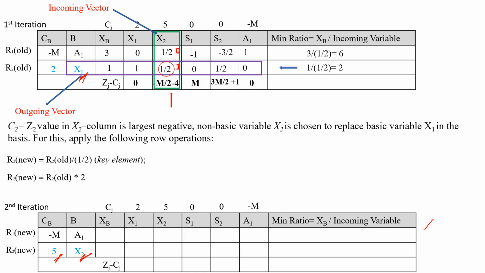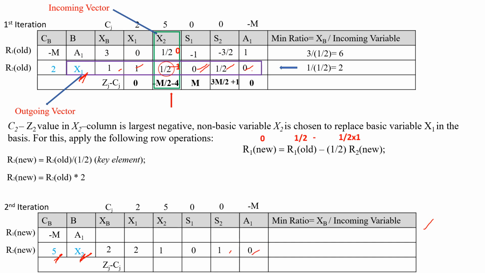So these are the R2 old elements. Then you have to multiply with 2 and substitute these values in the second row of the second iteration simplex table. So the R2 new values will become 1 into 2, 2; 1 into 2, it is 2; and 1 by 2 into 2, 1; 0 into 2, it is 0; 1 by 2 into 2, it is 1; 0 into 2, it is 0.